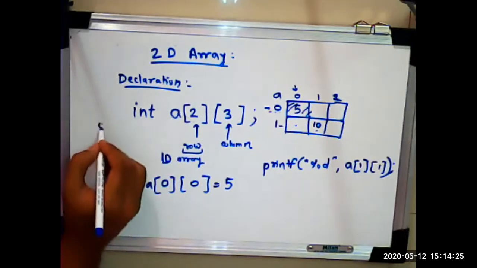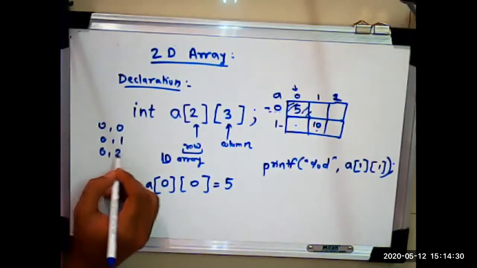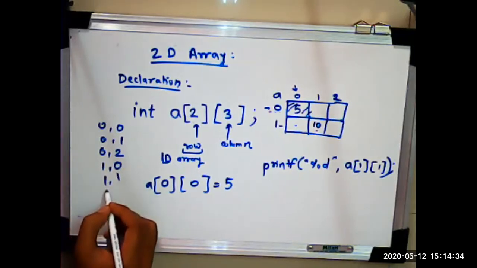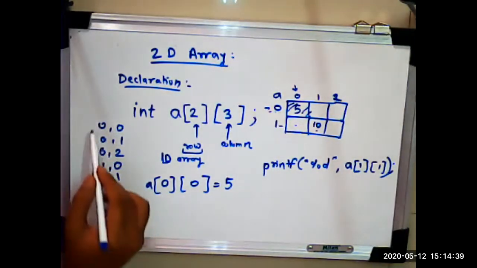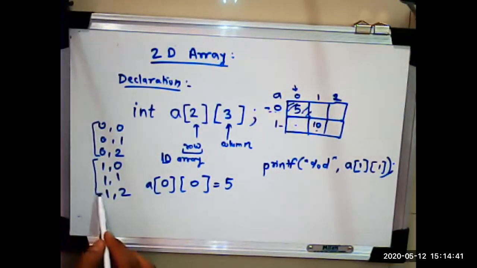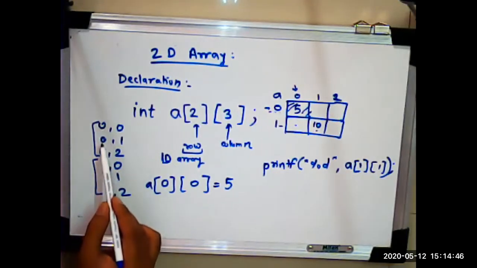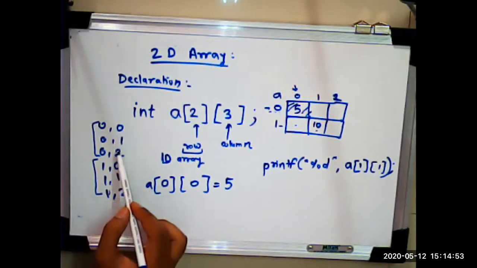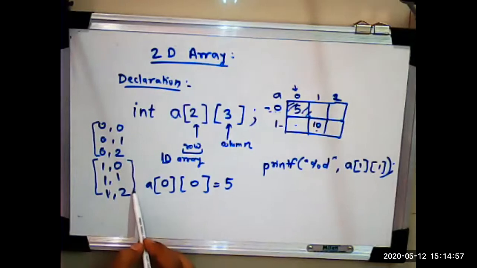Okay, so similarly, the possible indices of this particular 2D array are: first 0 0, second 0 1, next 0 2, then 1 0, 1 1, and 1 2. Okay, so these are the possible indexes. You can note them down here. For the first 3 elements, the row number is common. For the next 3 elements, the row number is the same, 1, but the column numbers are changing, and the same column numbers, 0 1 2, are available for the second one also.